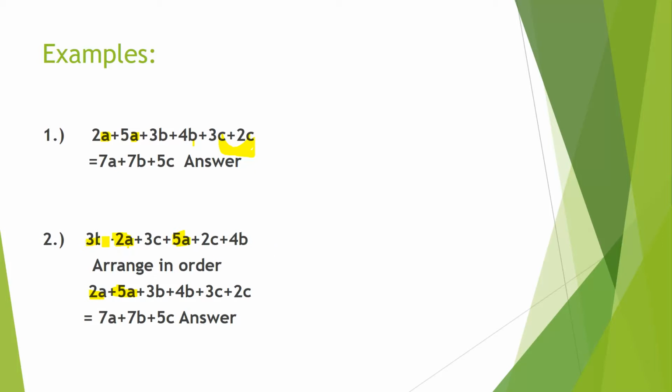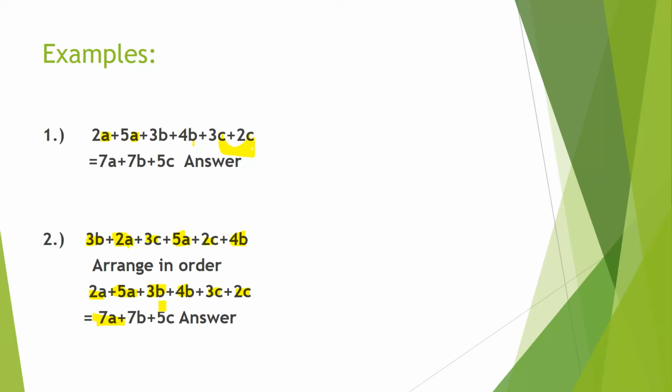Then go to the 3b. So this is 3b and then here is the b as well. So we will bring it together. And then this is 3c, this is 2c we have to bring. So we have picked all numbers. Now we have to add. See, both have the plus sign. 2 plus 5 is 7, 7a.